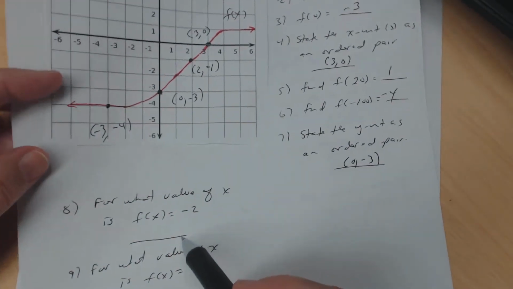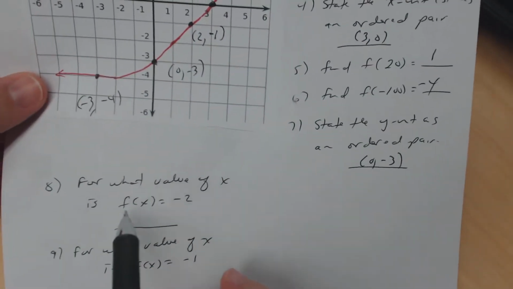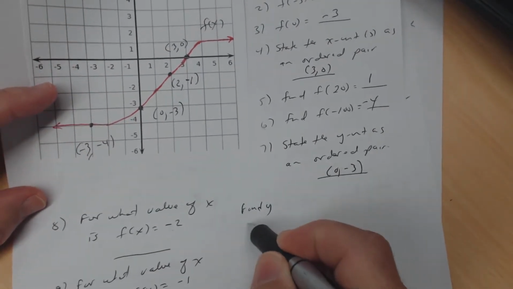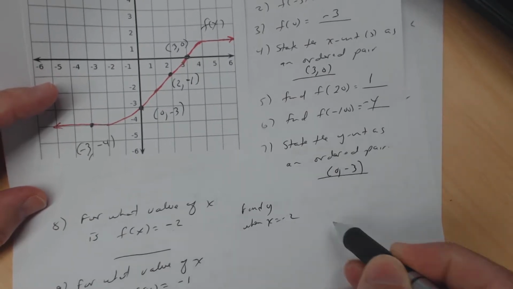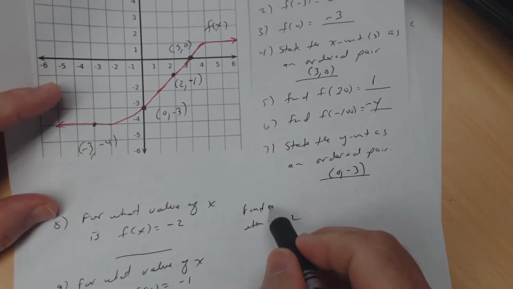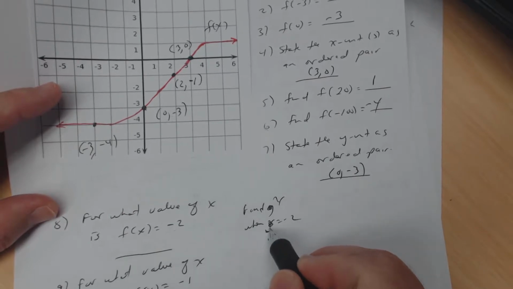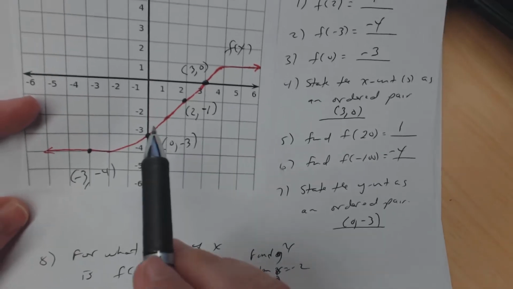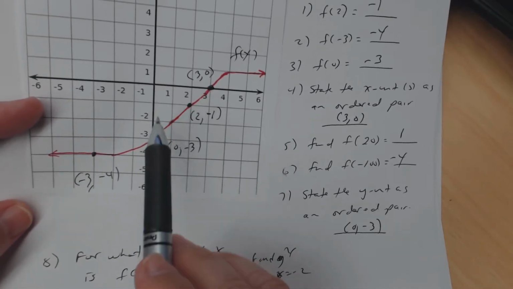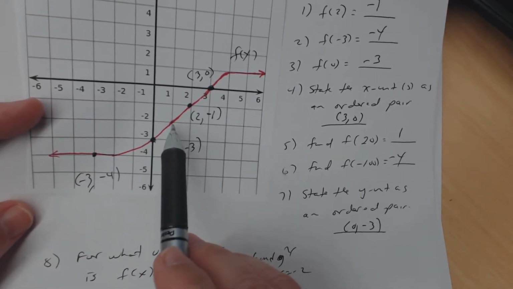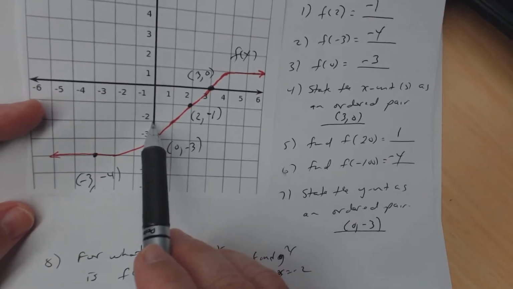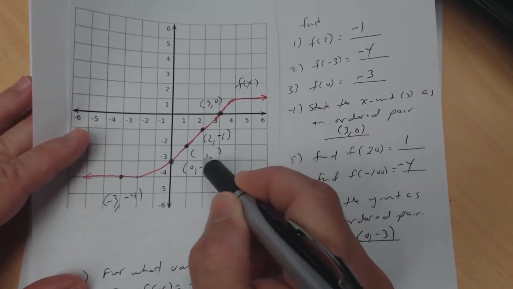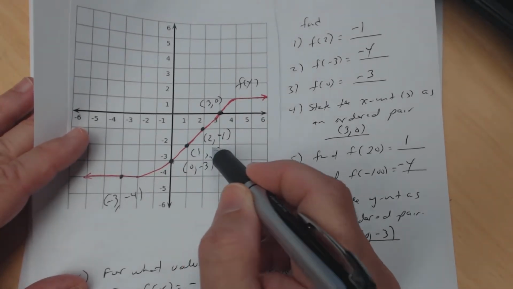Okay, the next one. For what values of x is my y value negative 2? Remember, you're asking find y when x equals negative 2. I'm sorry, find x when y equals negative 2, because f of x is y. So find x when y equals negative 2. So y is negative 2 here. See that on the y-axis, negative 2? So look at this point. That's the point that corresponds to it. Here's y equals negative 2. The point that corresponds to it is right here. So if you look at the ordered pair, that's the ordered pair 1, negative 2.